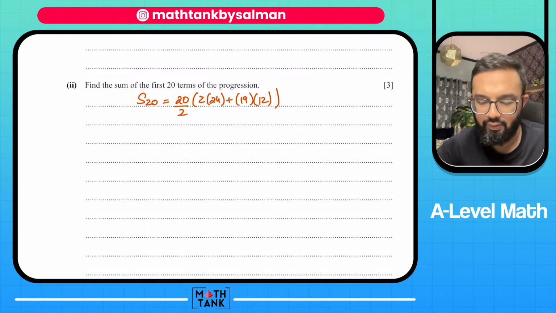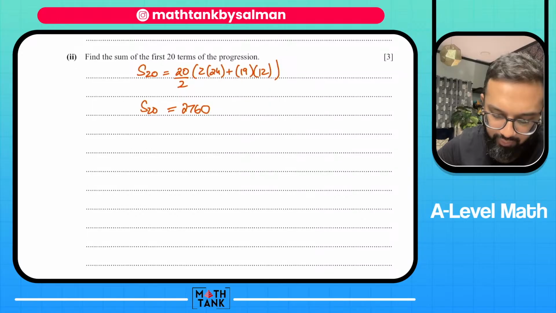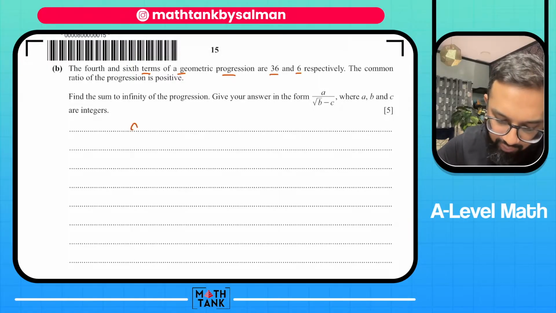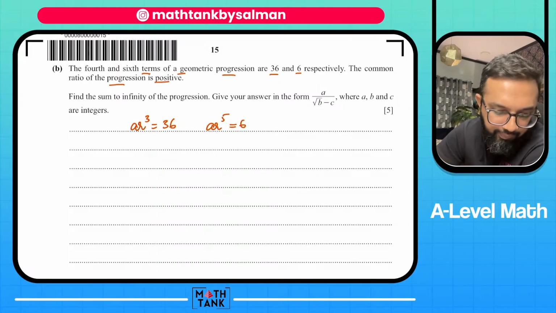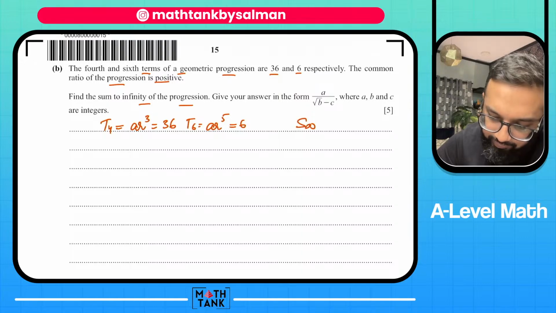Do 760. Now 20 terms. Part B. The fourth and sixth terms of a geometric progression are ar cubed is 36 and ar to the power 5 is 6. The common ratio of the progression is positive. Okay, that's term number 4, and that's term number 6. Find the sum to infinity of the progression, a over 1 minus r.